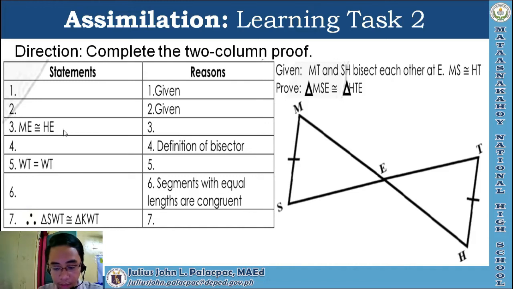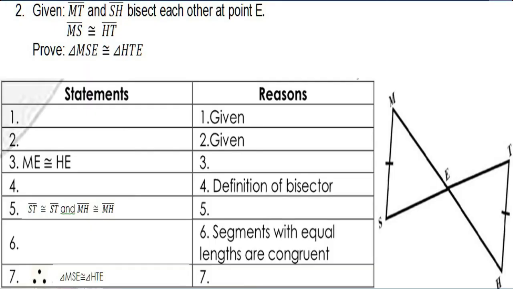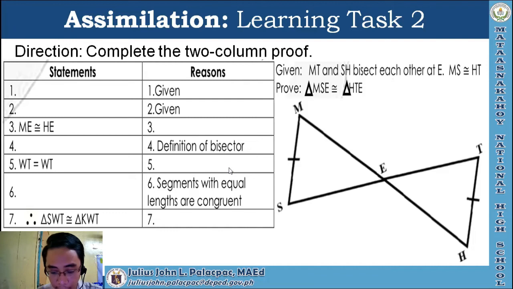And then, sa number 4, we will have SE tsaka TE. Definition of bisector din. Ito ay ST is equal to ST. Ayan. MH is equal to MH. So, dalawa. ST is equal to ST and MH is equal to MH. Reflexive property of equality. Number 6, since reflexive sila, equal din sila.